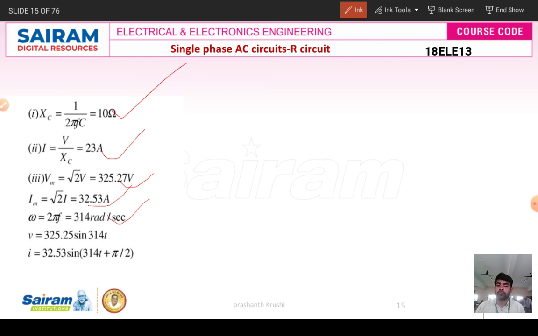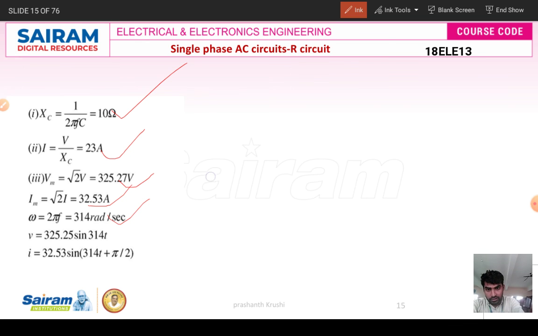I is equal to Im sin omega t plus pi by 2, right? So see here, for the capacitance, current leads voltage by an angle of 90 degrees. For inductance, current lags voltage by an angle of 90 degrees. Current leads for capacitance, current lags for inductance. Current and voltage are in phase with each other for the resistance, right? So already we discussed this in the phasor representation.